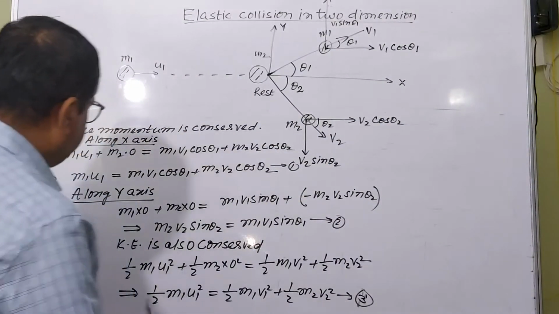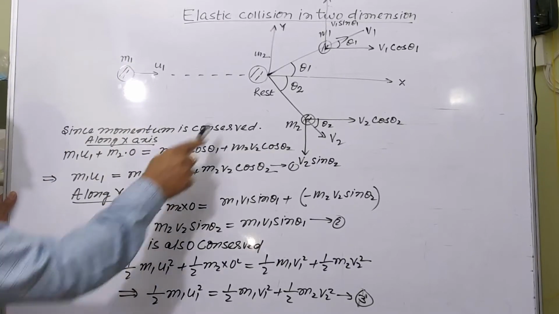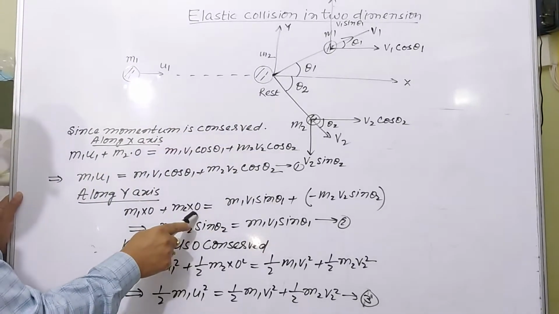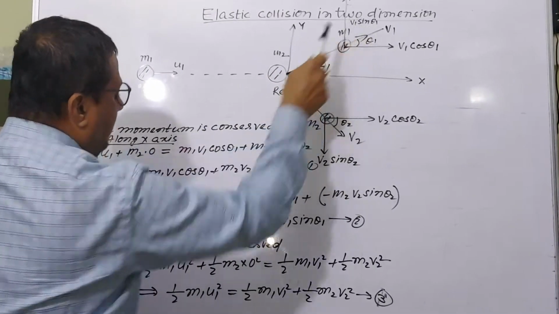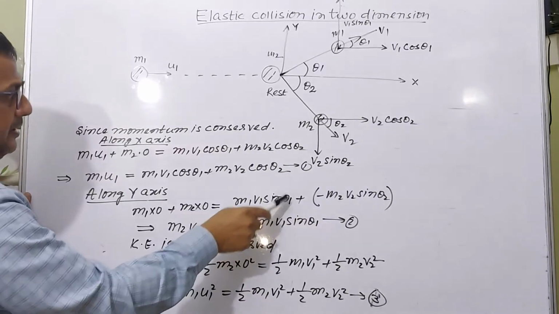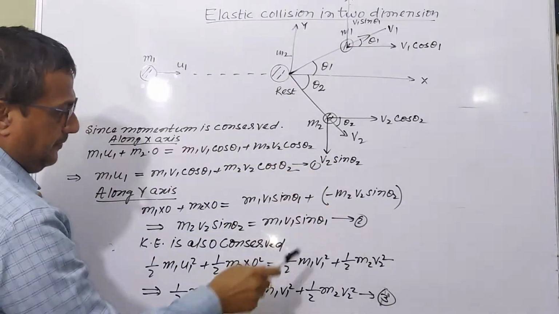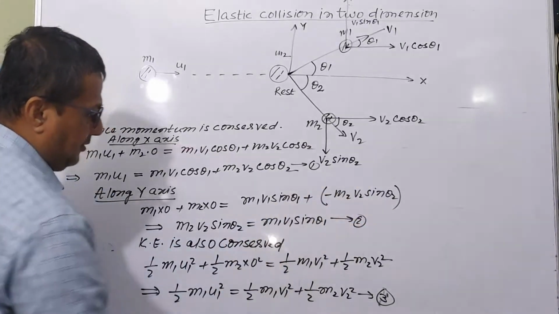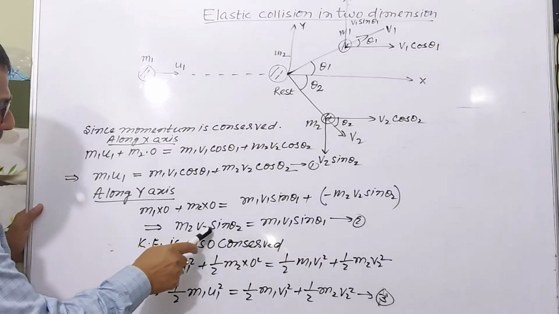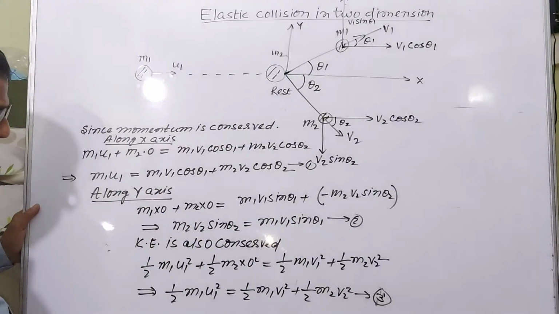Now along the y-axis, the initial velocity is 0, so I have written 0, since the body is at rest. Along the y-axis after collision, we have m1 v1 sin theta 1, and along the minus y-axis we have v2 sin theta 2, so I have taken it negative: minus m2 v2 sin theta 2. We get m1 v1 sin theta 1 equals m2 v2 sin theta 2, because the initial part is 0.